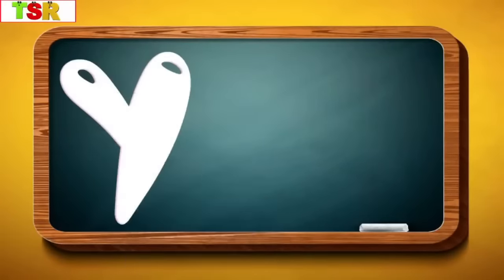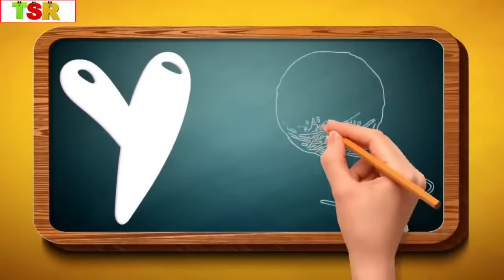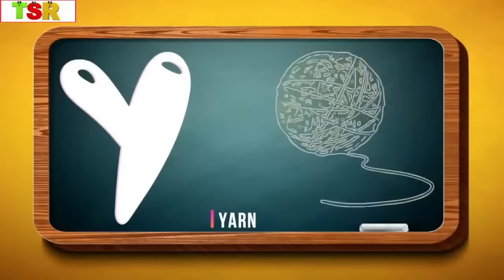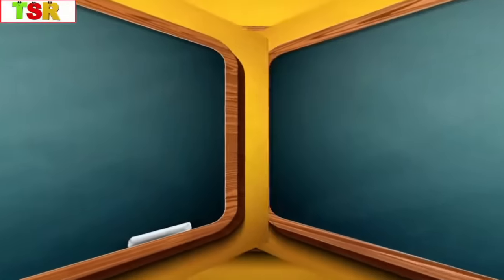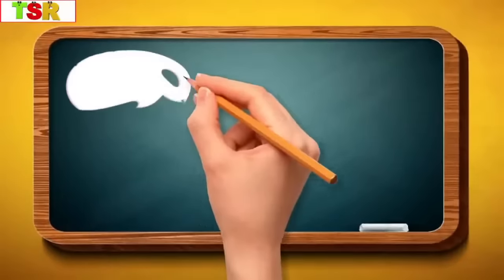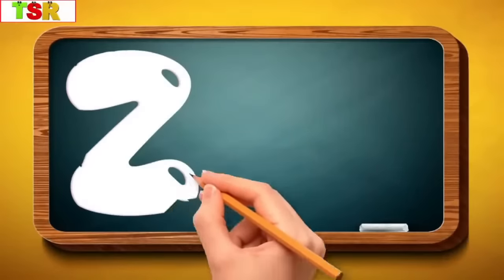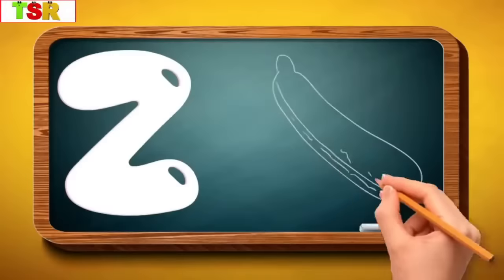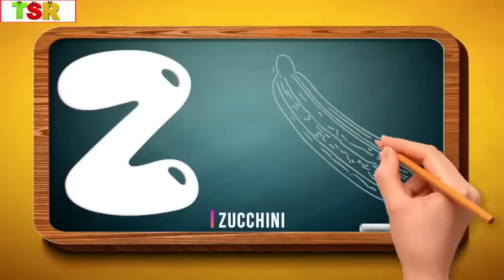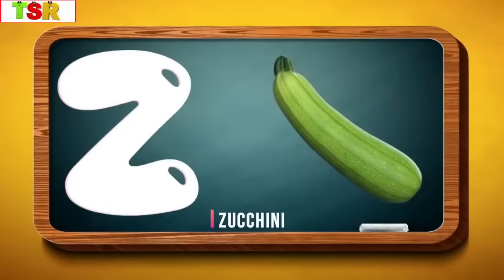Y. This is the letter Y. Y sounds like y, y, y, yarn. A yellow yarn. Z. This is the letter Z. Z sounds like z, z, z, zucchini. A green zucchini.